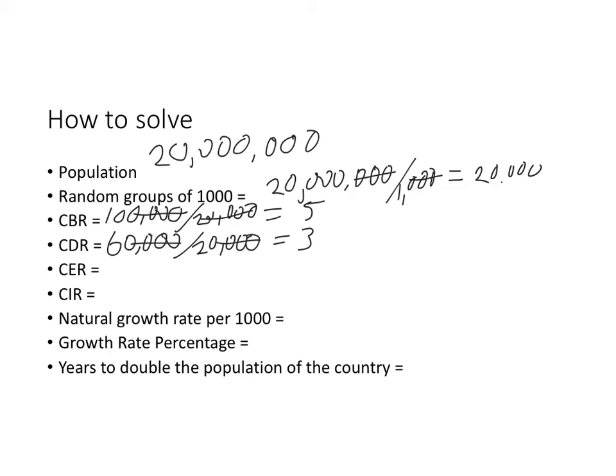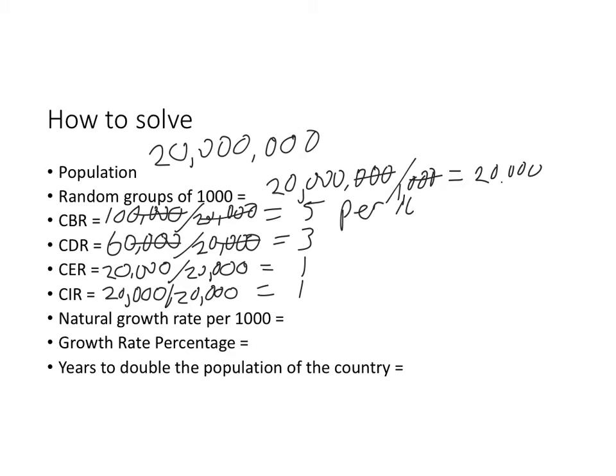The crude immigration rate is calculated by looking at the 20,000 immigrants divided by the 20,000 random groups, and so that's going to be a 1. And the crude emigration rate, again, 20,000 people moved out of the country, divided by the 20,000 random groups of 1,000, and that's 1. And all of these are per 1,000.